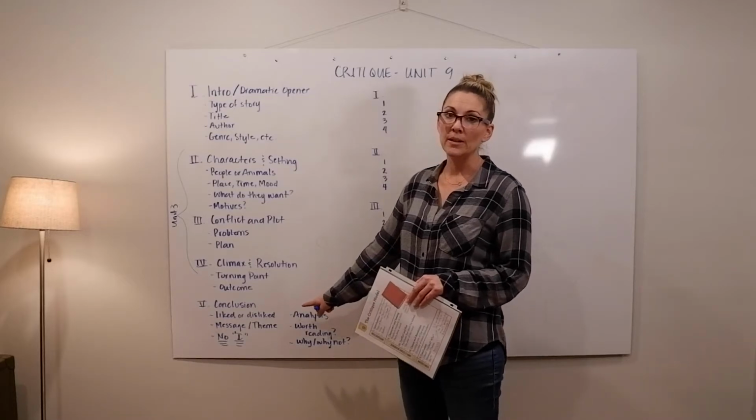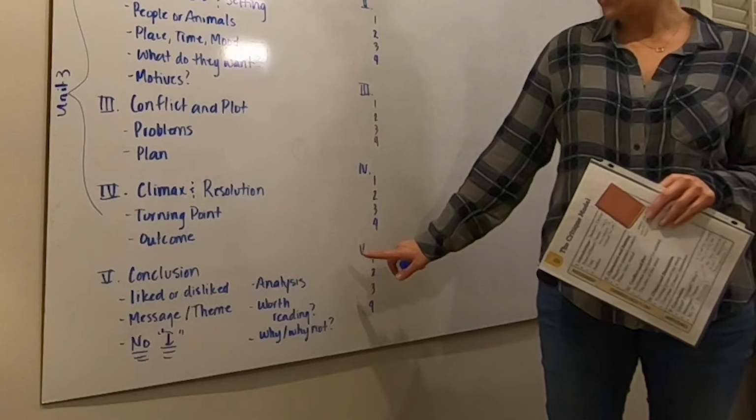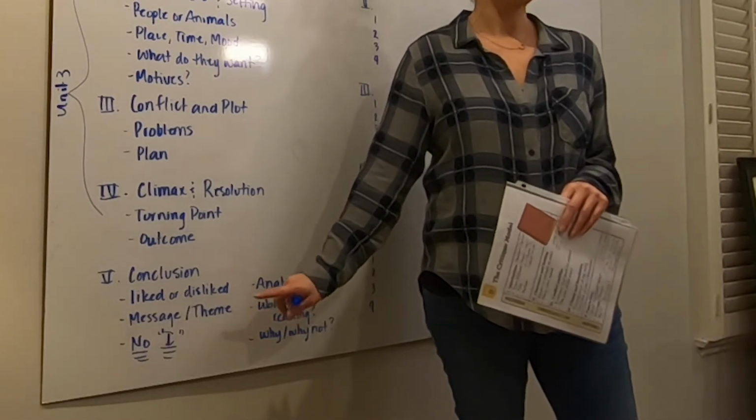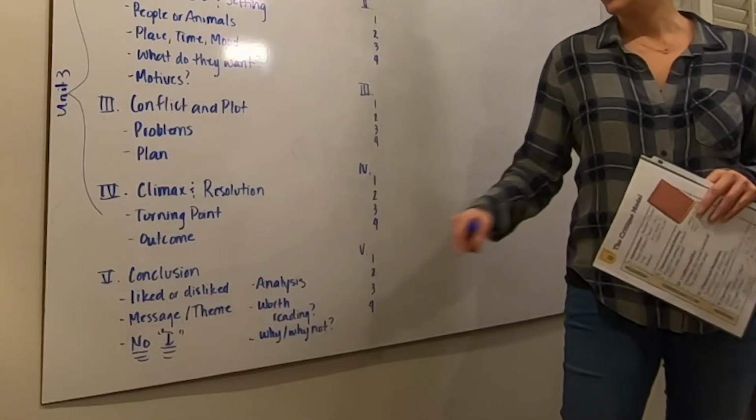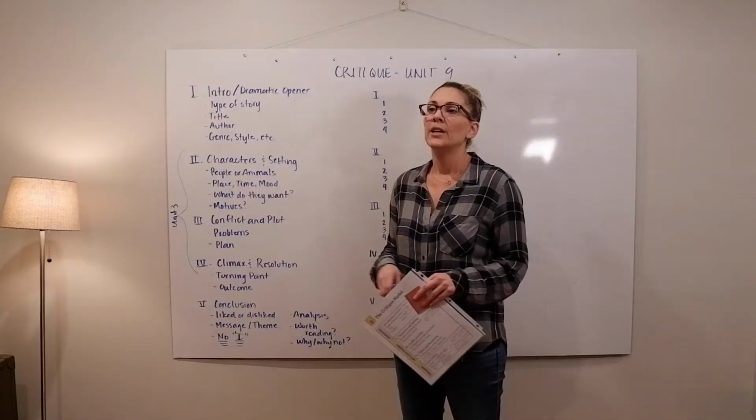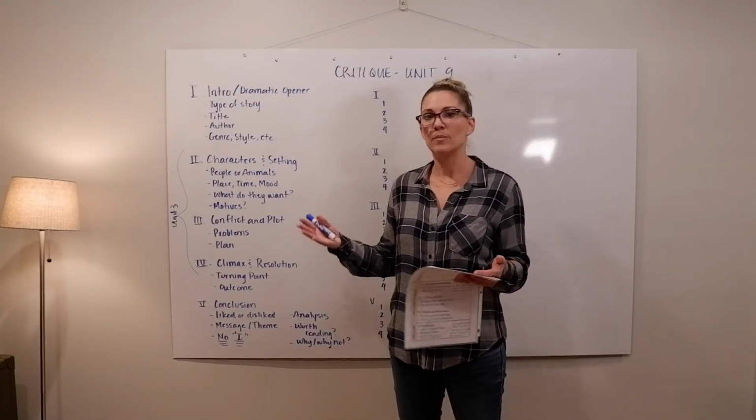So they're going to tell the reader if they liked or disliked it. Was there a message or a theme? Was it worth reading? Why or why not? And then here's the most important thing. You cannot use the word I when you're writing your conclusion. So you're not going to say, I liked it because blah, blah, blah. You're going to say, this is a fabulous story because blah, blah, blah.